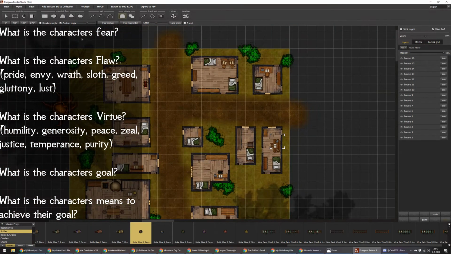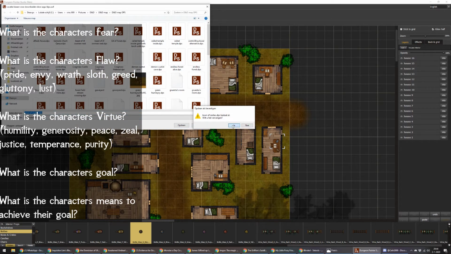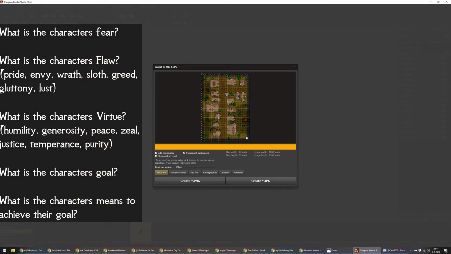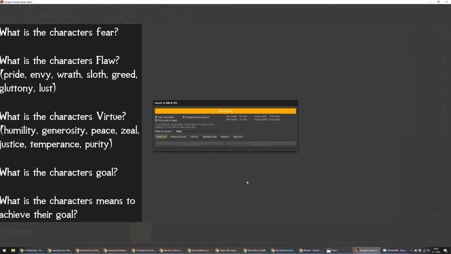What makes them redeemable, or what do they have that makes them help in avoiding their fears or achieving their goals? What are their goals? What do they want to achieve? What is their current thing they are working towards? And what is the means they have for getting to that goal? And this can be big or small.